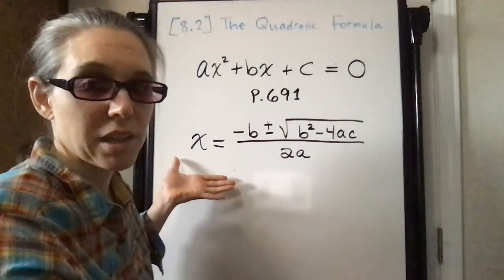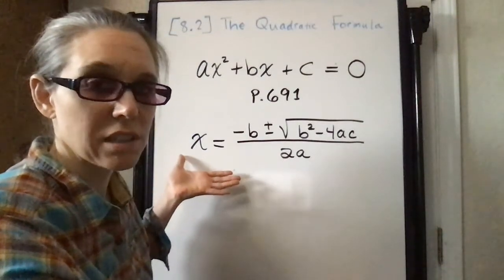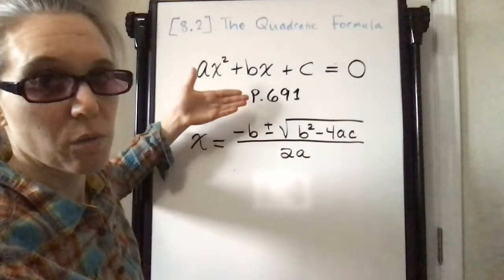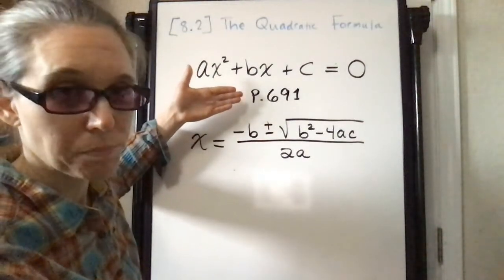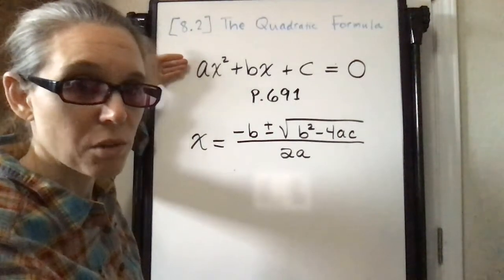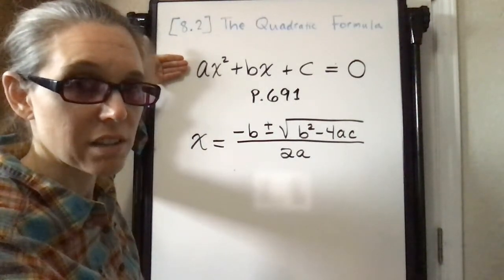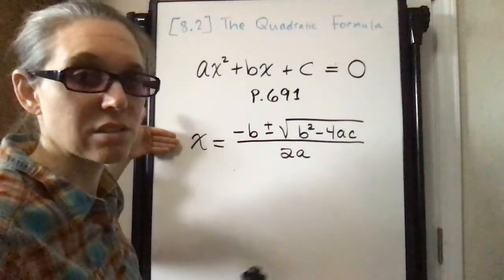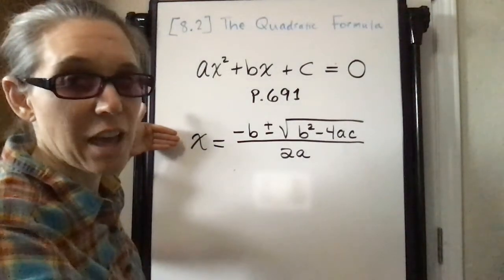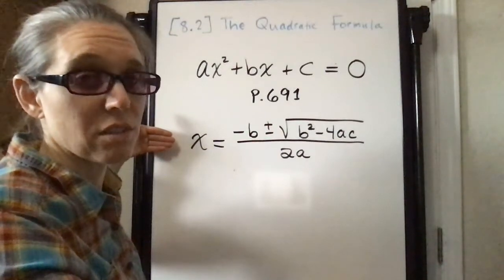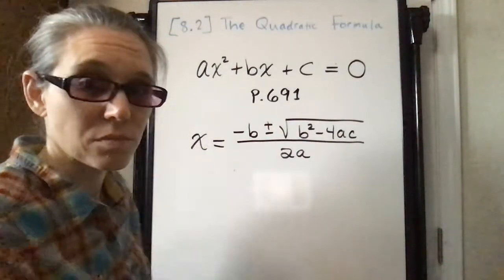So the quadratic formula is simply the solution that is derived using completing the square. All the work is on page 691. And that generic quadratic equation results in a generic solution, and since a, b, and c can represent any number, you can use this to solve any equation.